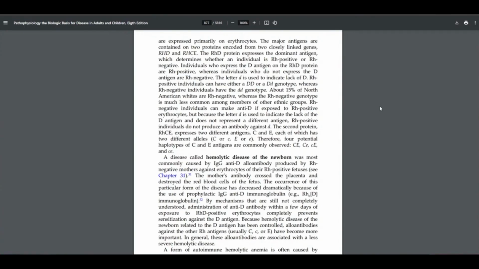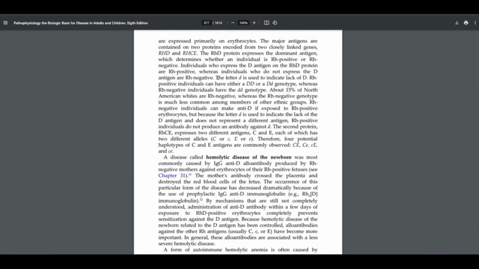The RHD protein expresses the dominant antigen, which determines whether an individual is Rh positive or negative. Individuals who express the D antigen on the RHD protein are Rh positive, whereas individuals who do not express the D antigen are Rh negative. The letter d is used to indicate the lack of D.